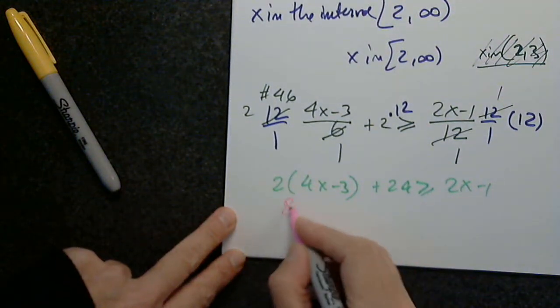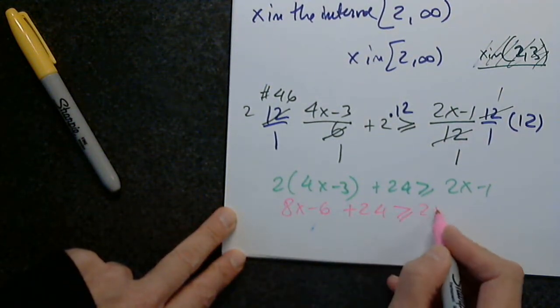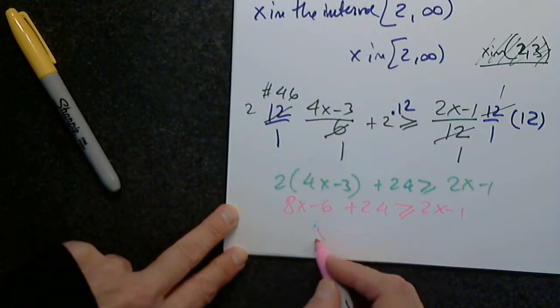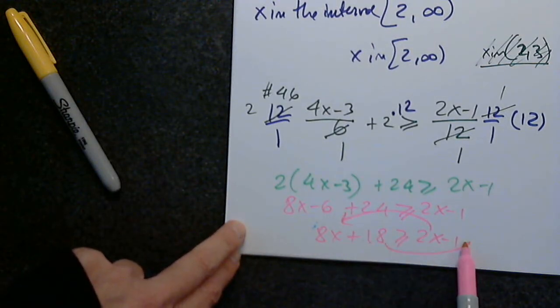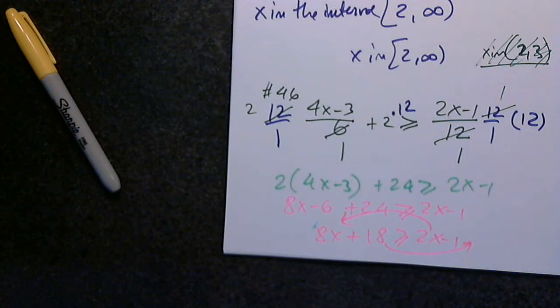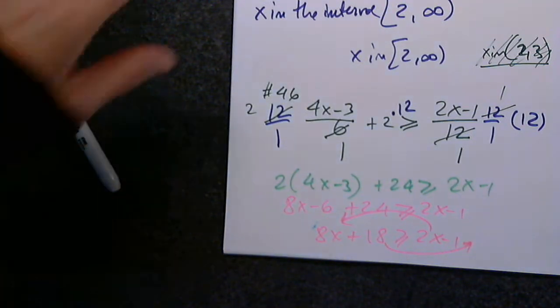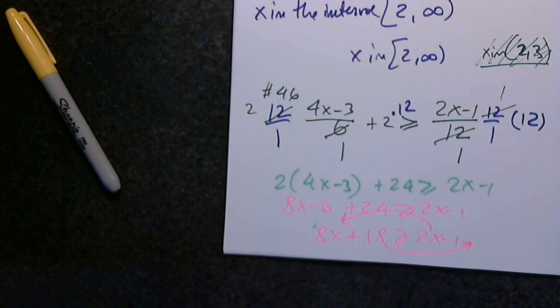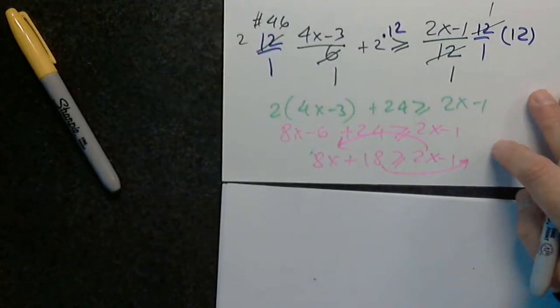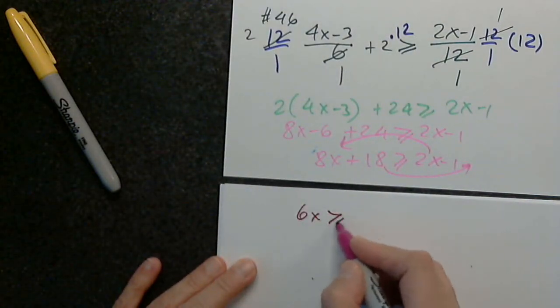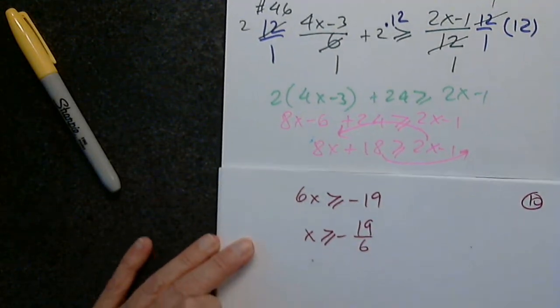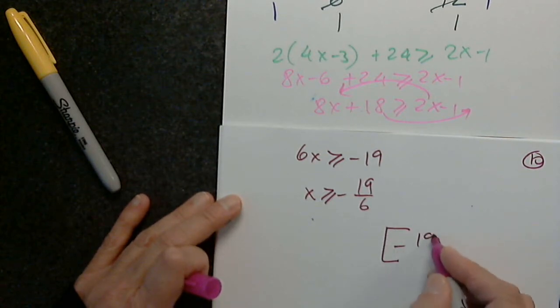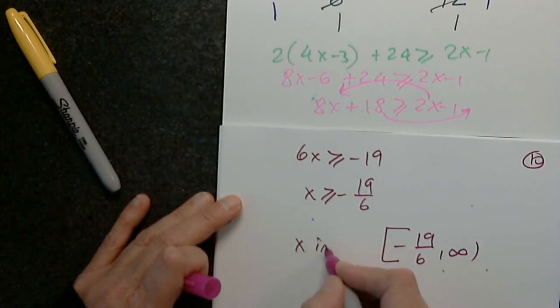All right. Okay, so this is 8x minus 6 plus 24 greater than or equal to 2x minus 1. Or 8x plus 18 greater than or equal to 2x minus 1. And then we move terms around, after we completely simplify as we did with all linear equations, although this is not a linear equation. So finally we have 6x greater than or equal to negative 19. Or x greater than or equal to negative 19 sixths. In interval notation, negative 19 sixths to infinity. X in the interval.